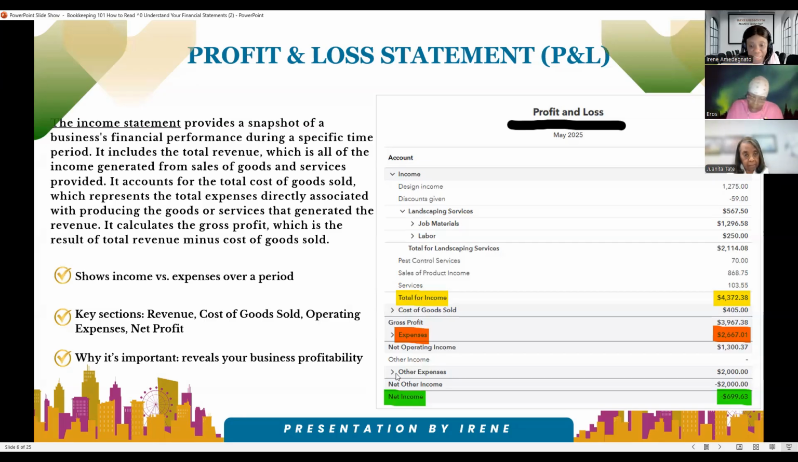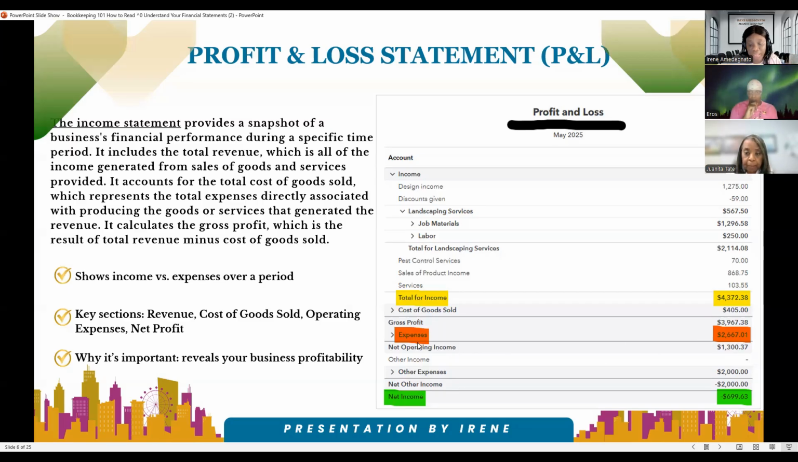For example, in this case, this net income is showing a negative amount, which means this business has made a loss, not a profit. That's why I said I didn't highlight the right total of expenses, because if you see the arrow where it says all the expenses, there's more data we're supposed to include in this, 2,667.01.